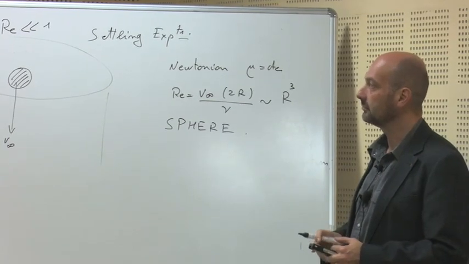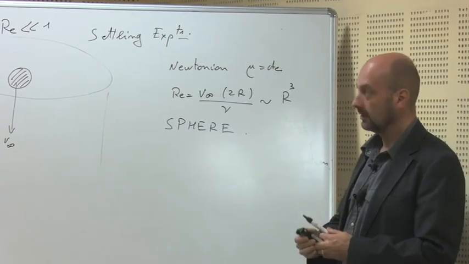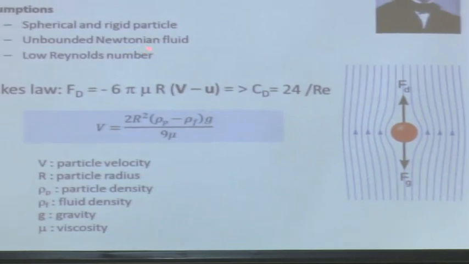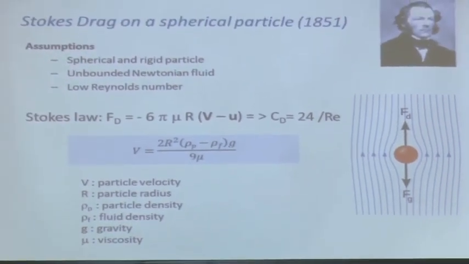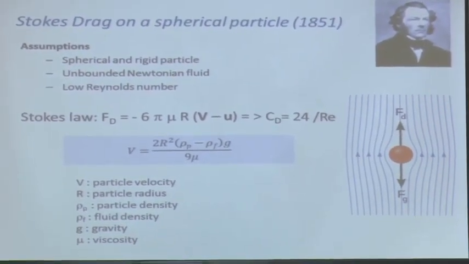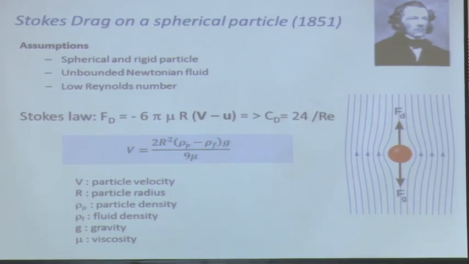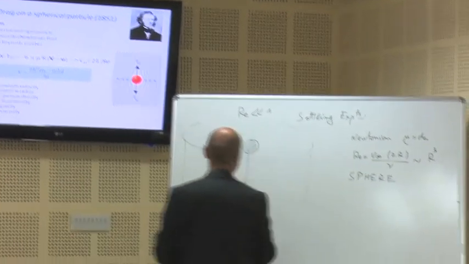But you also have to take care of one assumption of this solution. This is the assumption that the fluid is unbounded. It's an infinite fluid. Okay, so it means, of course, you cannot make an experiment within an infinite fluid. Of course, you will have a tank with walls. But if you want to compare with this exact solution, you need the wall to be very far from the sphere. Okay, and I'm going to give you this information.